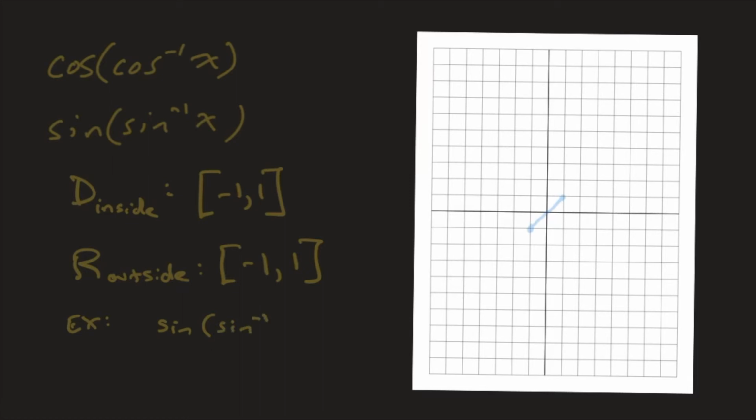So, for example, if you wanted to work out sine of sine inverse of 0.75, the answer would be obvious, 0.75. And if instead you wanted to work out something like sine of sine inverse of, well, how about 1.3? Well, 1.3 is greater than 1, so that is not going to be defined. And that's basically how the composition of cosine and cosine inverse and sine and sine inverse works.